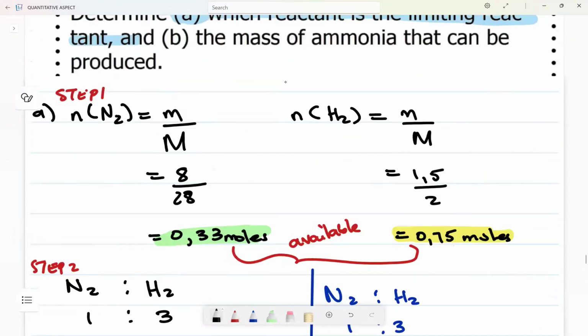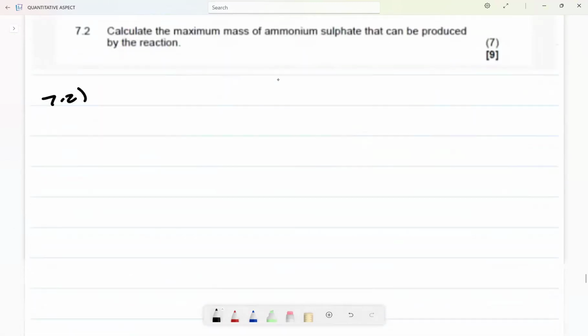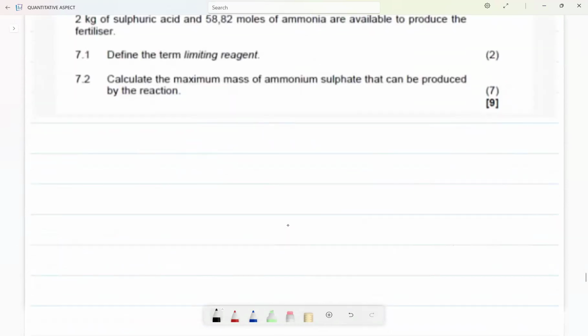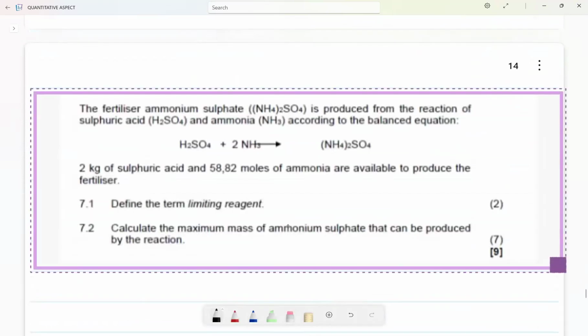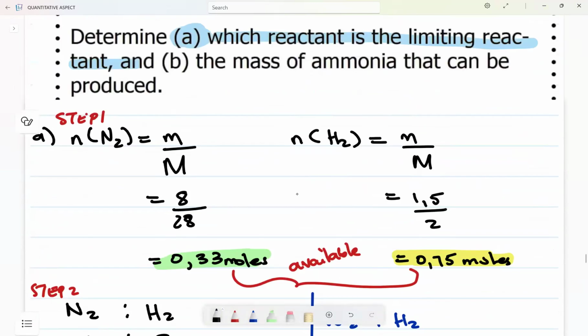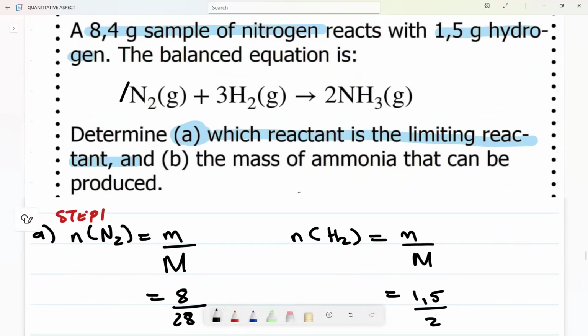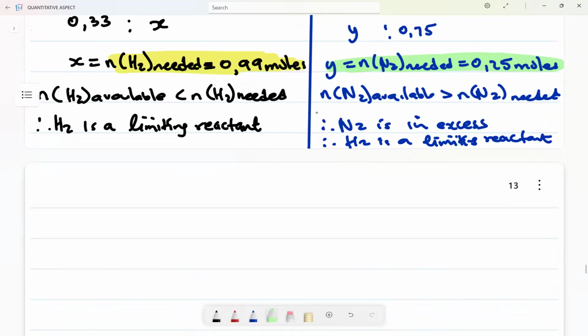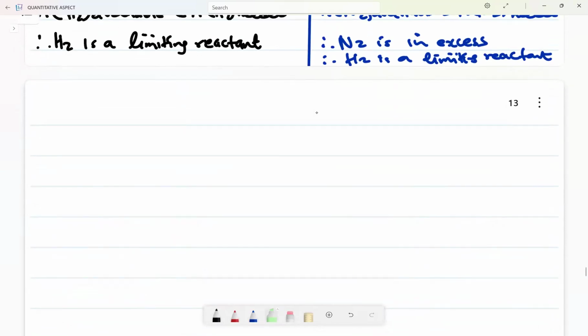Oh, I just realized that we did not complete number B. Before we move on to this one, let's complete number B. It's no big deal. Now, you know how to calculate the limiting reagent, right? So to calculate the mass of ammonia for number B, the mass of ammonia that can be produced, you need to use a limiting reagent. So to the steps that you already know to calculate a limiting reagent, now you need to use stoichiometry.